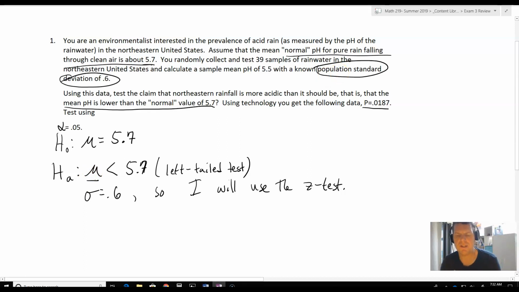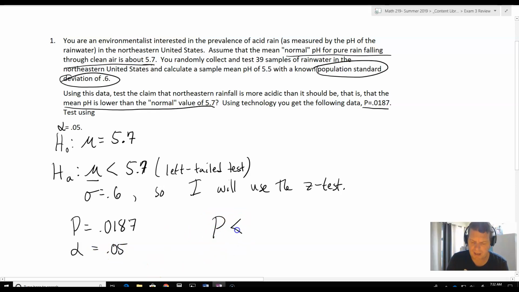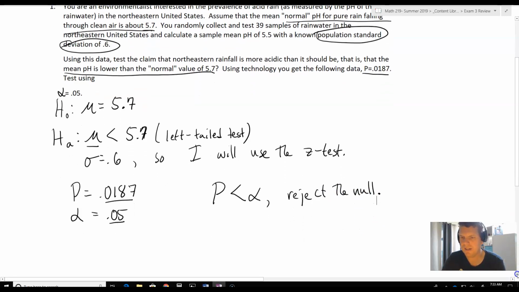Okay? So now I'm going to figure out what my p-value is. I'm told that p is equal to 0.0187. And then I'm going to compare that to alpha. Alpha equals 0.05. All right? So p is less than alpha. Okay? And hence reject the null hypothesis. Just take a look. P is 0.0187. Alpha is 0.05. P is less than alpha. We're going to reject the null. There it is. Fabulous. That's wonderful, right?